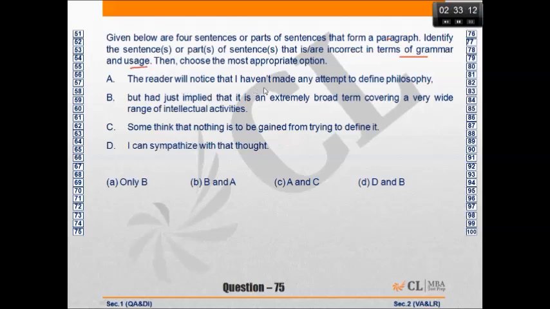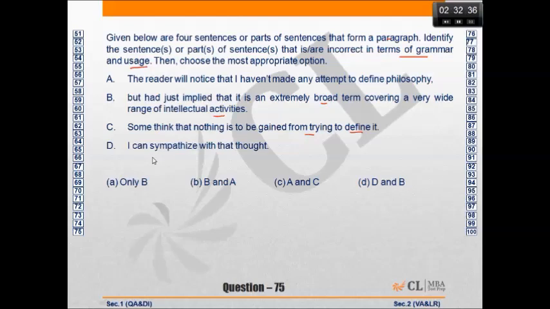Statement A: the reader will notice that I haven't made any attempt to define philosophy. I don't think there's anything wrong with it, but had just implied that it is an extremely broad term covering a very wide range of intellectual activities, something that nothing is to be gained from trying to define it. I can sympathize with that thought. I don't find anything wrong with any of the four statements.